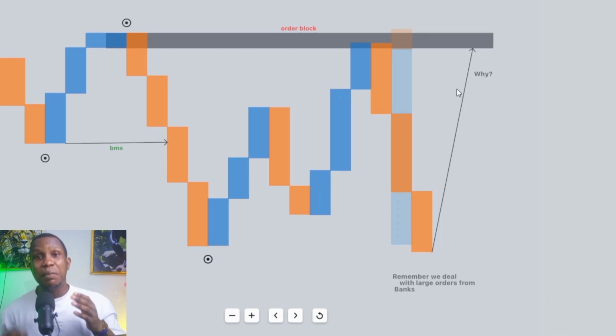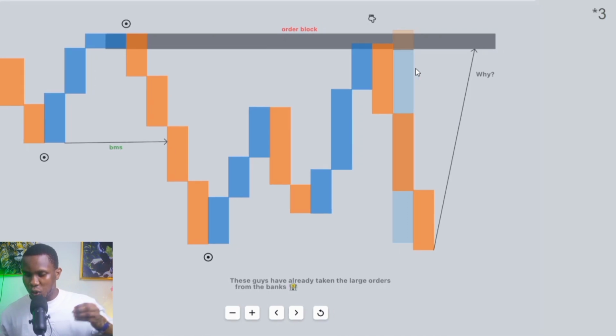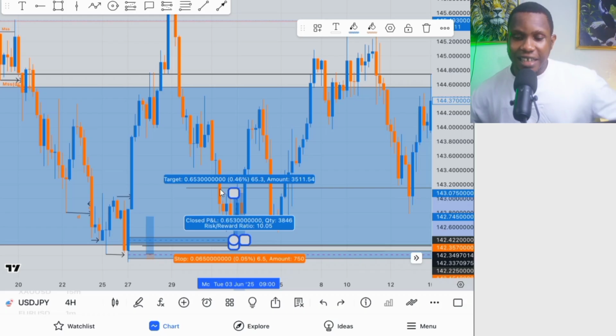Why? Remember, we deal with large orders from the bank. These guys have already taken the large orders from the bank. Just like when you've already exhausted the fuel in your car, there is no fuel right here. Can you see that this particular trade gave me a 1:10 risk reward ratio? This is the first time I'm using this particular order block in the market.